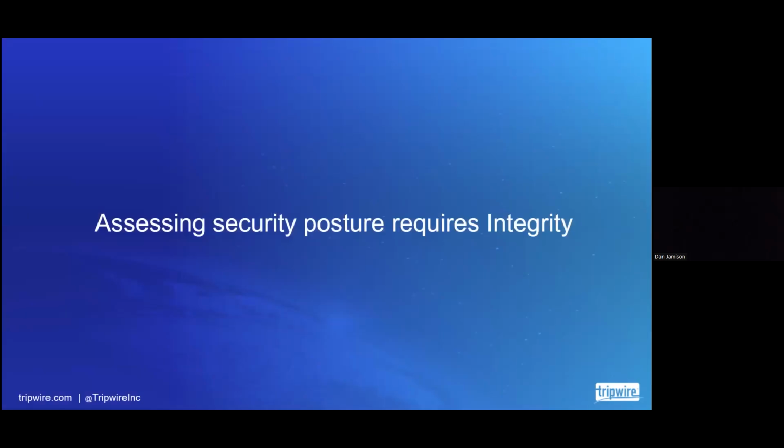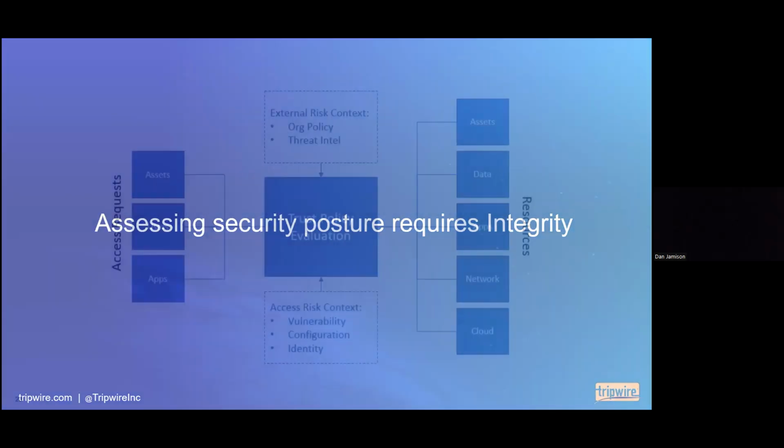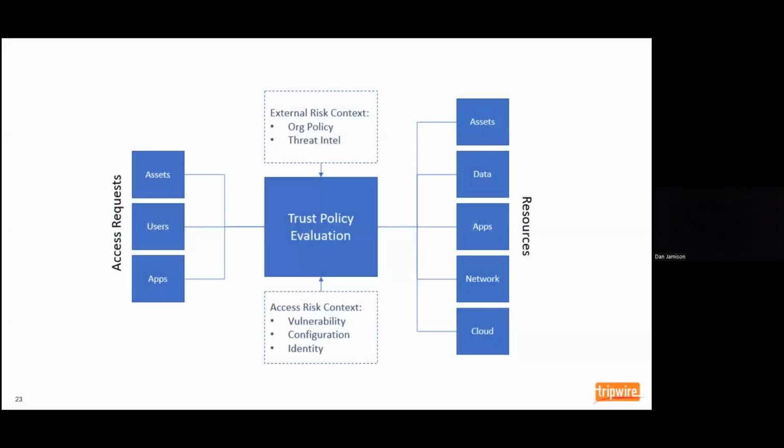So assessing a security posture is going to require integrity. So you're going to have to look at a number of things. Your trust policy is always evolving, especially in Windows. That's a big part of your security. It's probably 85% of your security and group policies. The requests coming in the network from assets, from users, from apps. And then it's assessing the risk of all these things, internal to the network and external to the network.